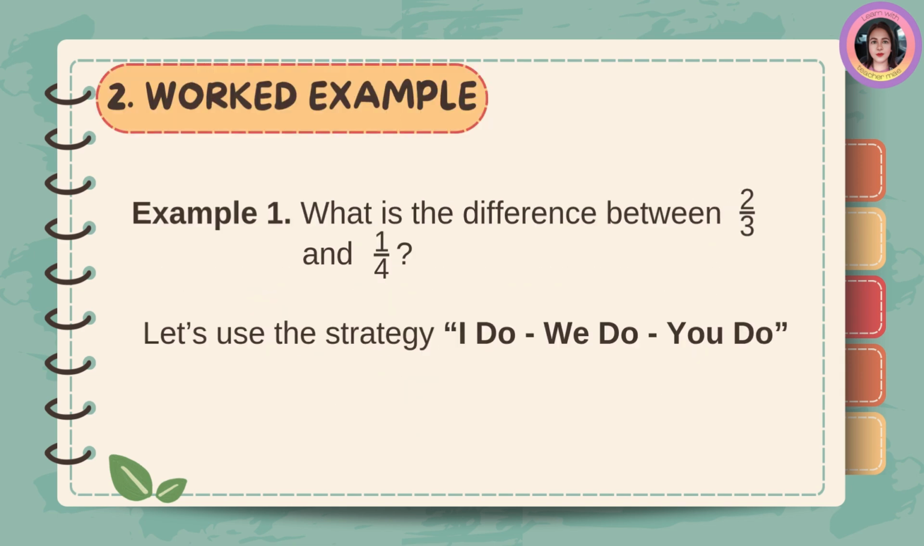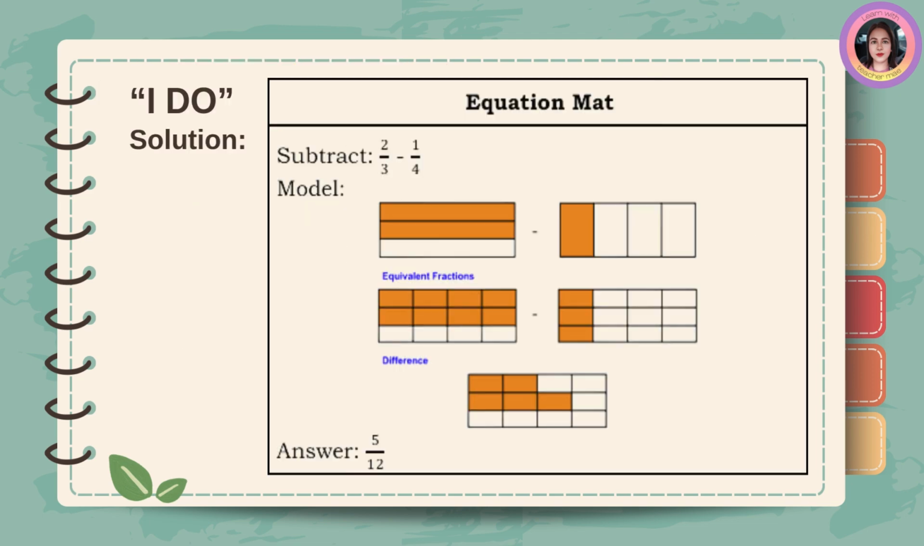Example number 1. What is the difference between 2/3 and 1/4? Let's use the strategy I do, we do, you do. Solution: subtract 2/3 minus 1/4. The equivalent fraction of 2/3 is 8/12, and the equivalent fraction of 1/4 is 3/12. 8/12 minus 3/12 is equal to 5/12. The answer is 5/12.